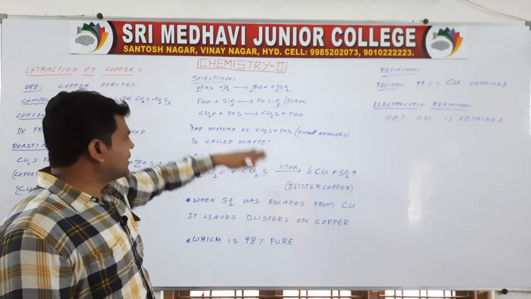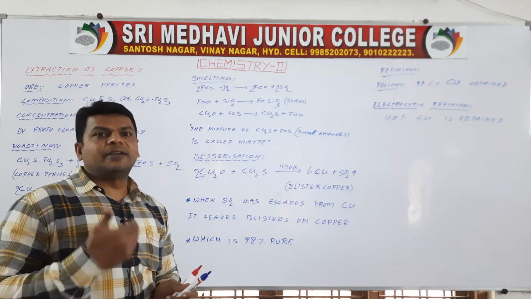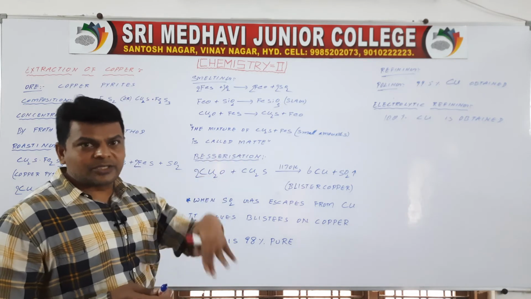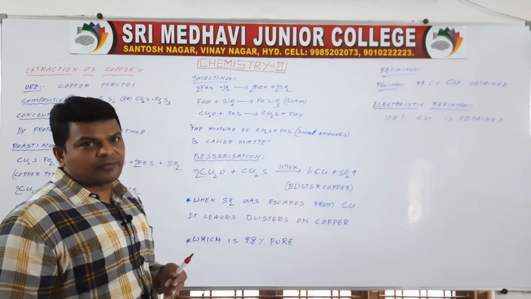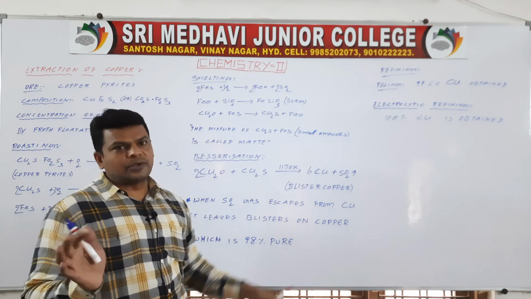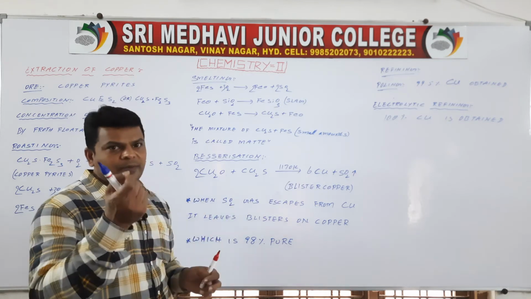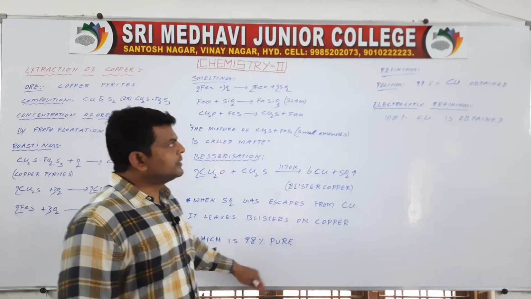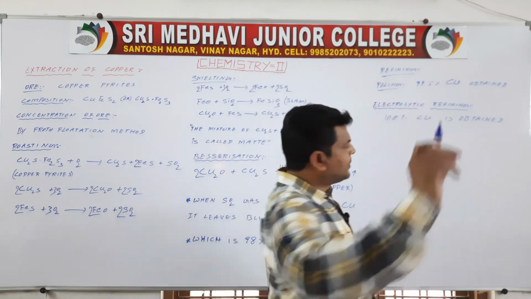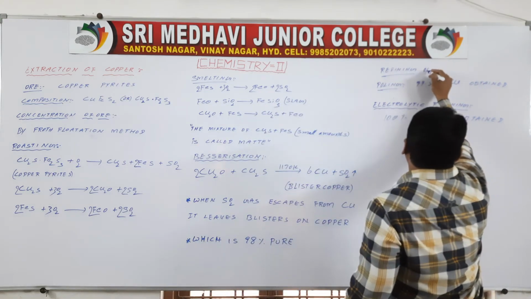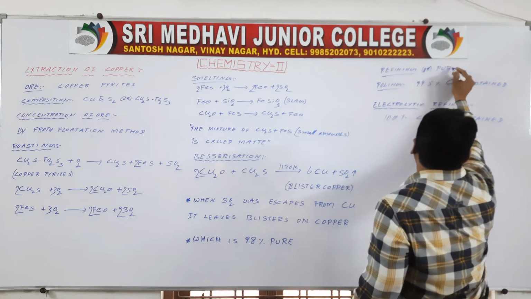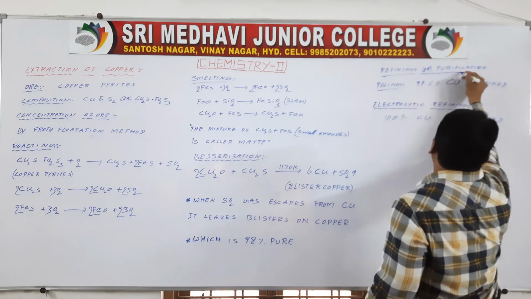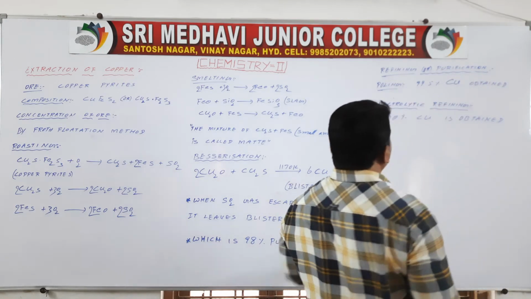The matte then undergoes solidification, when liquid copper is converted into solid. In the solidification of copper, SO2 gas escapes from the copper, which forms blisters. That is nothing but blister copper. Blister copper is 98% pure. Then it is done by refining or purification. Then first we have to do poling.